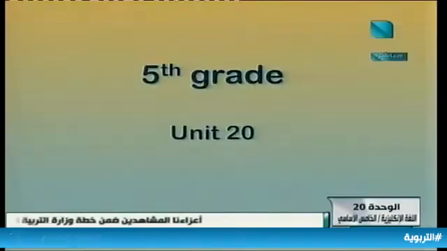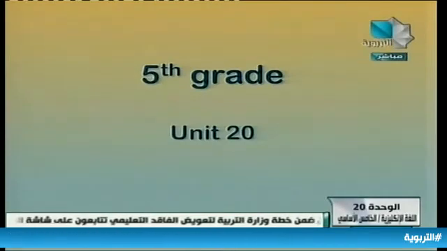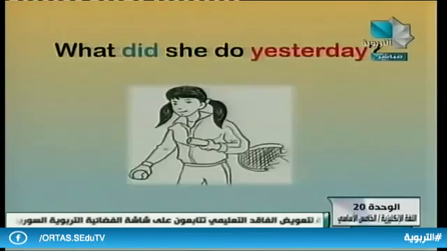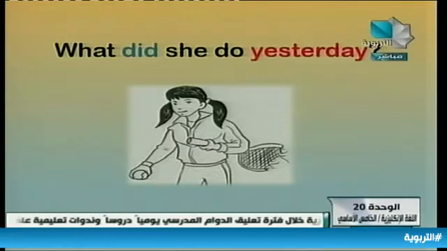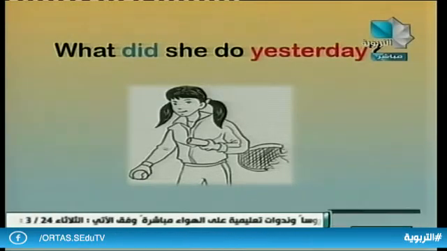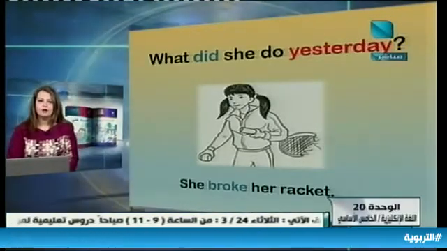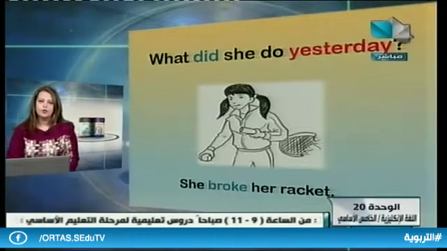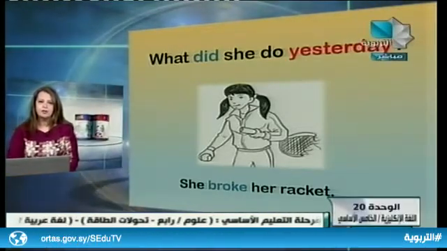Now, please, let's remember how we talk about a past action, an action that happened and finished. Look at the picture and tell me, what did she do yesterday? Yesterday. Remember, yesterday. She broke her racket. Broke is the past of break because it's in the past.